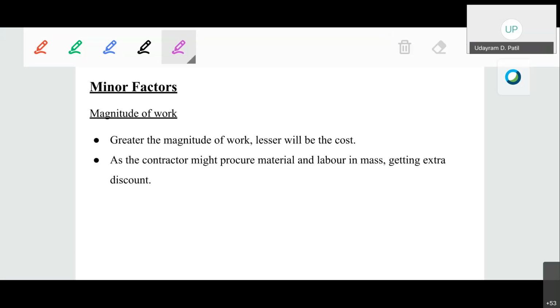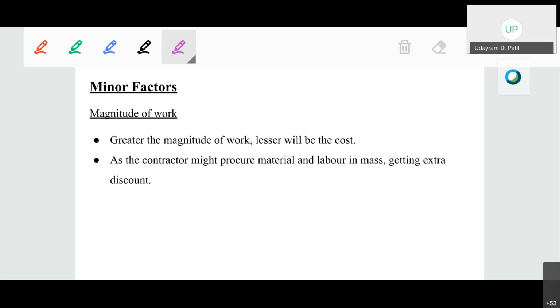Whereas in the case of a higher quantity of work, you may purchase the materials on a bulk basis. Okay, you will get a better discount on the cost of the material. Similarly, for the labor, you may employ them more efficiently and the work will be done more efficiently. That is not possible in the case of smaller magnitude work. So the greater the magnitude, the lesser will be the cost. That applies up to a particular extent.